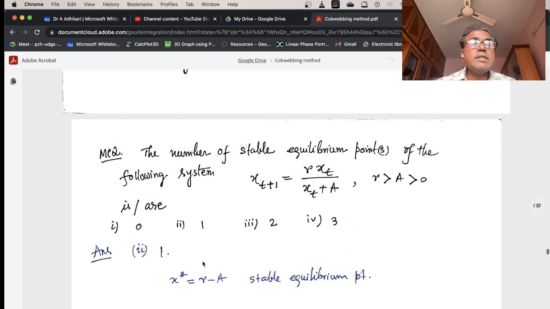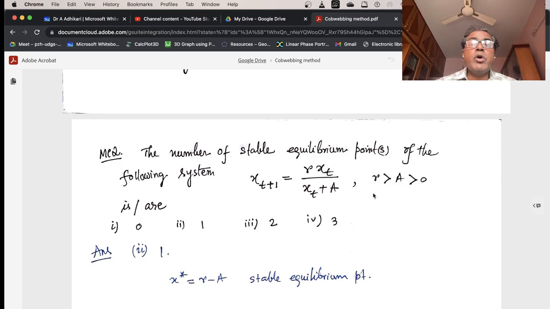The MCQ is this: the number of stable equilibrium points of the following system, x_{t+1} equals r x_t by x_t plus a, with r greater than a greater than 0, is 0, 1, 2, or 3. So clearly 1, and x_t equal to r minus a is the stable equilibrium point. Your question is the number of stable equilibrium points, not equilibrium points.